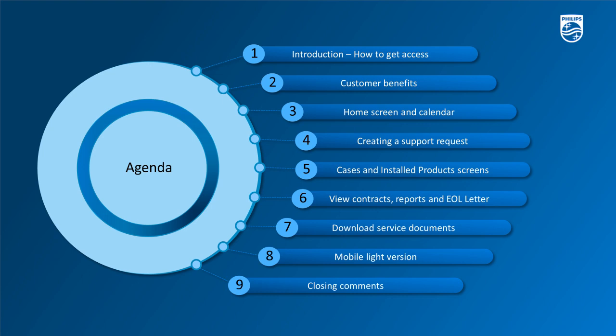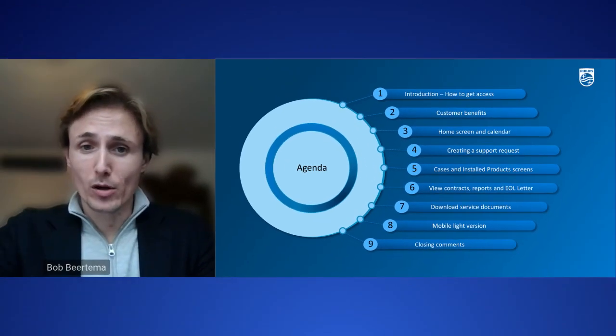We look into the cases and install product screens, how you can manage your contracts, how you can find your end-of-life letters, and of course, how to find and download any documents. Then we'll also have a small part on the mobile light version, how you can access that and also work with that.